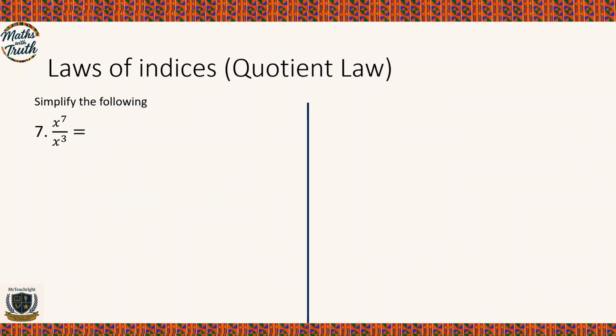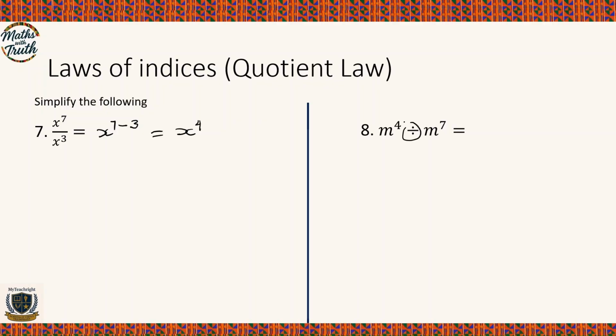Let's solve some problems. Example 7. x exponent 7 divided by x exponent 3. So x exponent 7 minus 3 is equal to x exponent 4. Example 8. m exponent 4 divided by m exponent 7.